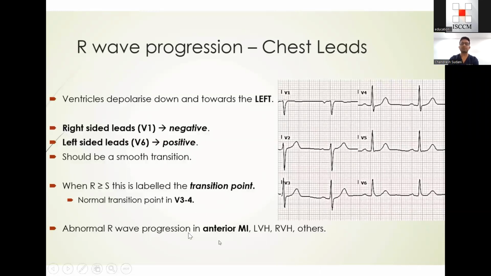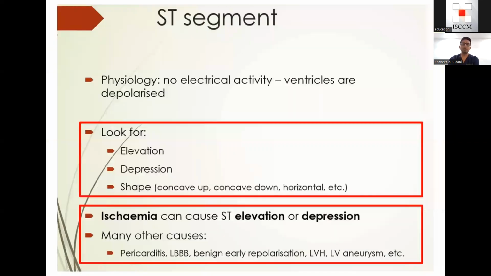So abnormal R wave progression, what we call poor R wave progression, is a very well-known entity in anterior wall MI. Now, further, physiology-wise, no electrical activity happens when the ventricles are depolarized. So that's why you should always see whether ST segment elevation is there or not, depression is there or not, or whether the shape is perfect or not. Ischemia can cause ST elevation or depression, and it may also be caused by pericarditis, LBBB, benign early repolarization, LVH or LV aneurysm.